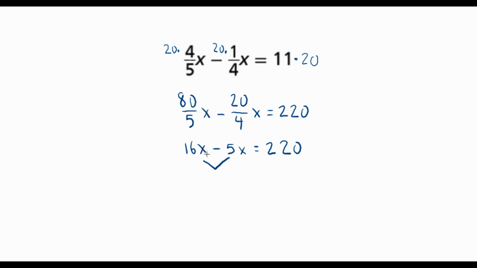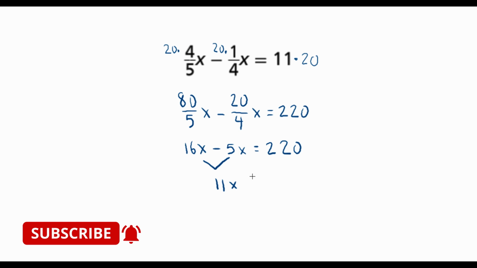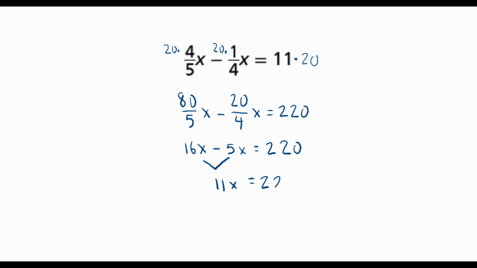16x minus 5x will give us 11x equal to 220. And now to isolate the x, we have to cancel out the 11, the coefficient. Since 11 is multiplying the x, that's 11 times x, we have to divide both sides by 11. So in the end we get x equal to, well, 220 divided by 11, if you look up here, we know it's going to be 20, because that's how we got the 220 in the first place. So the final answer for x is 20.